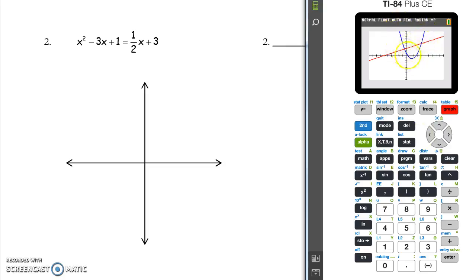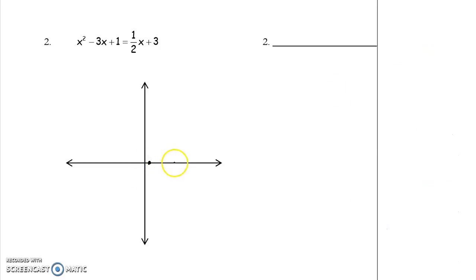We have a curve, but then we don't have a horizontal line because 1/2 x plus 3 is this red line. So when I go to sketch this, I see that my curve has x-intercepts just barely past the origin and a little further with a minimum. So maybe here, here with a minimum. That allows me to graph this curve.